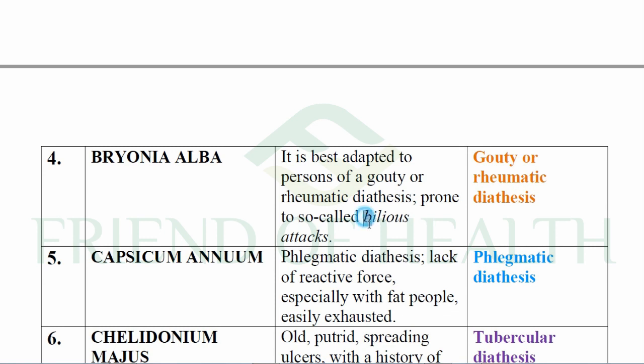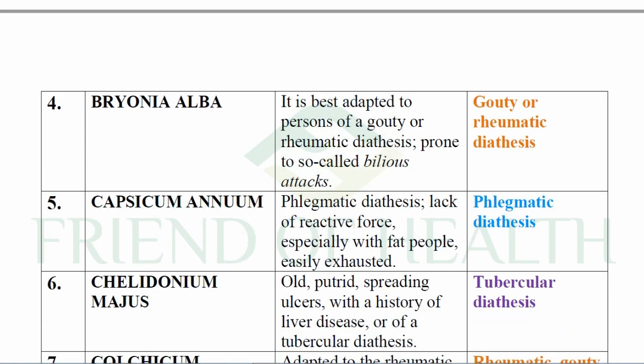Prone to so-called bilious attacks. So remember all these keywords: bilious attacks, prone to so-called bilious attacks, Bryonia alba. So gouty or rheumatic diathesis.